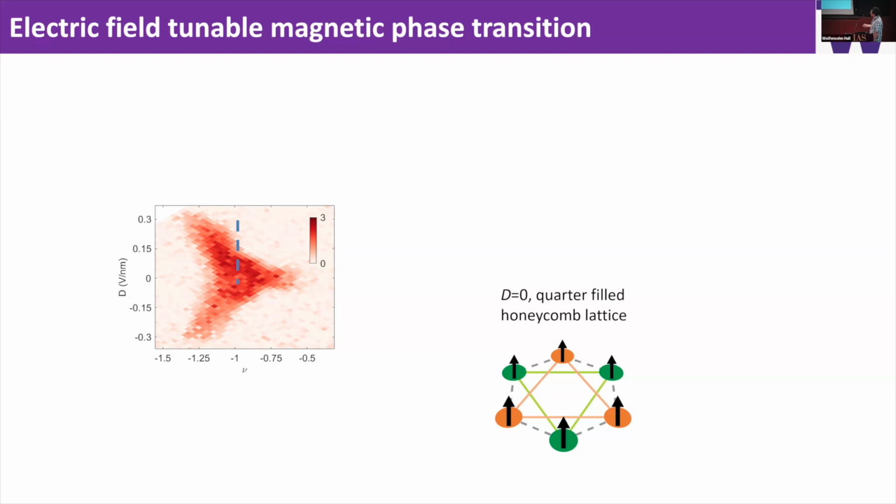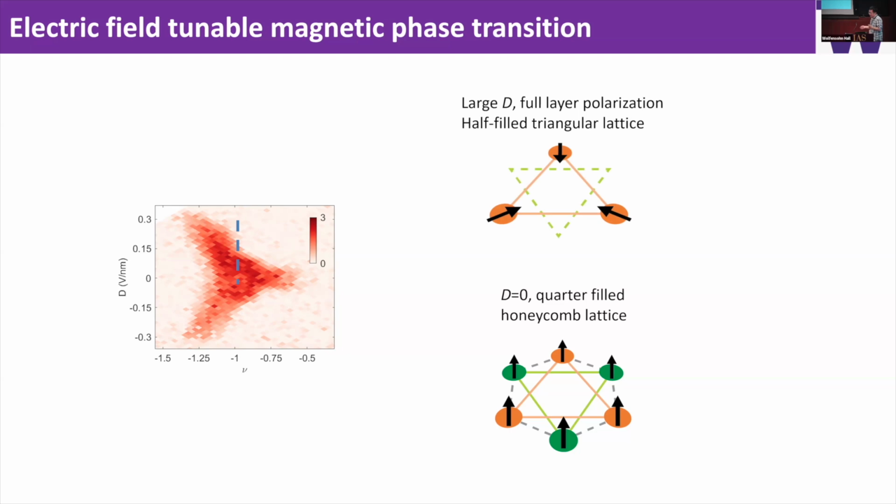At zero electric field, the system has this honeycomb lattice structure. So basically, you can think of it as a quarter-filled honeycomb lattice. Now, once we apply an electric field, what this electric field does is break the degeneracy between these green dots and these orange dots. Basically, we have 2 triangular sublattices, and they form this honeycomb. But the application of this vertical electric field breaks the degeneracy between these 2 triangles, and you push all the carriers into 1 triangle, or 1 layer.